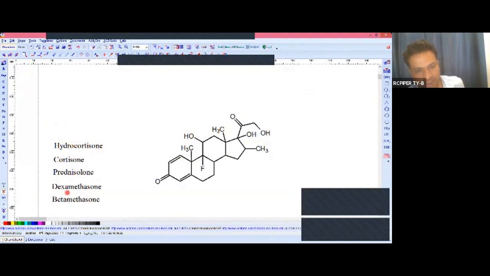Only two substitutions you have to insert in prednisolone, at carbon number 9 and carbon number 16.